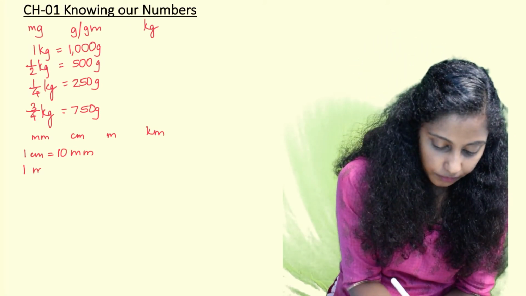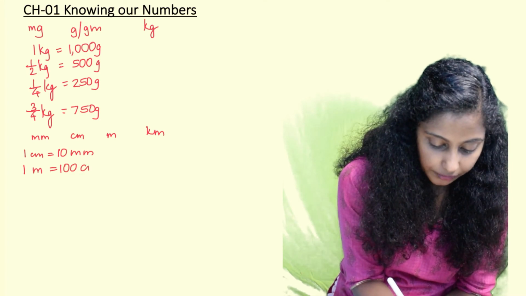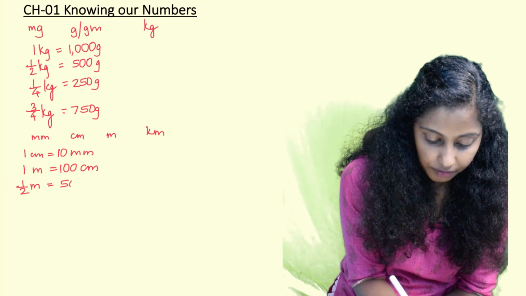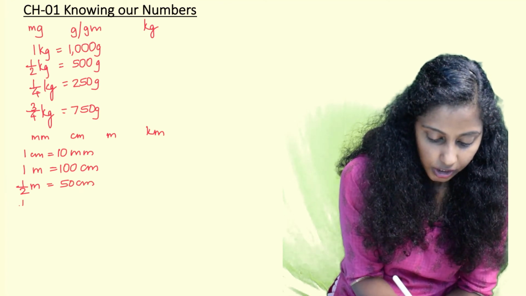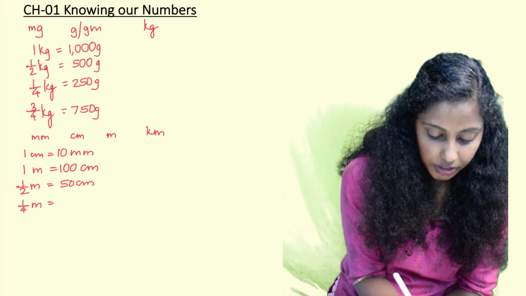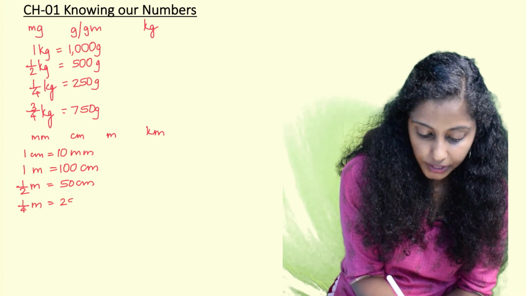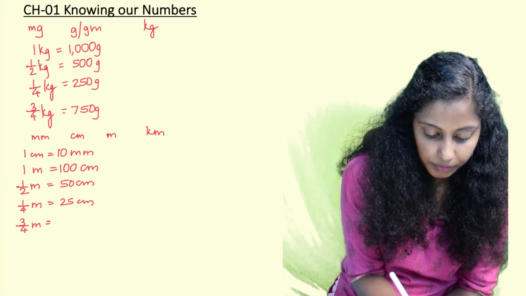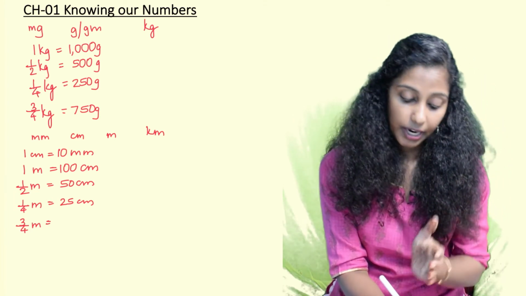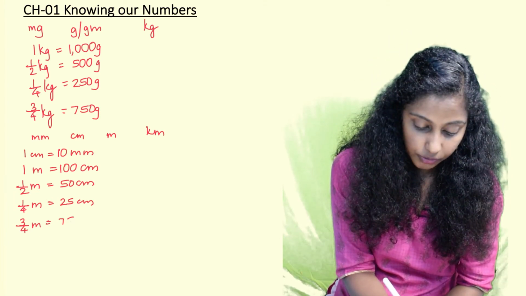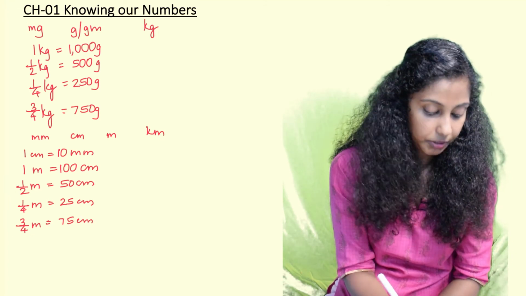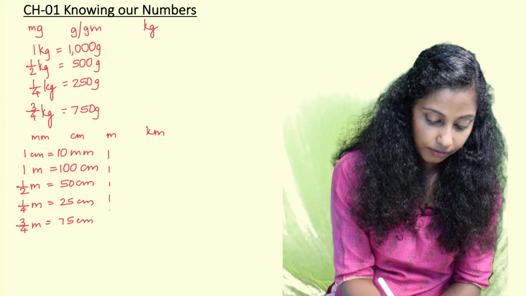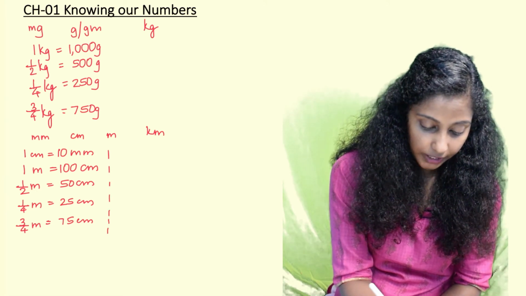Then 1 meter is equal to 100 centimeter. If you have to find out half meter, it will be half of 100, that is 50 centimeter. If you have to find out 1/4 of a meter, it will be half of 50, that is 25 centimeter. 3/4 of meter will be half meter and 1/4 meter, 50 plus 25 equal to 75 centimeter. This is regarding centimeter.